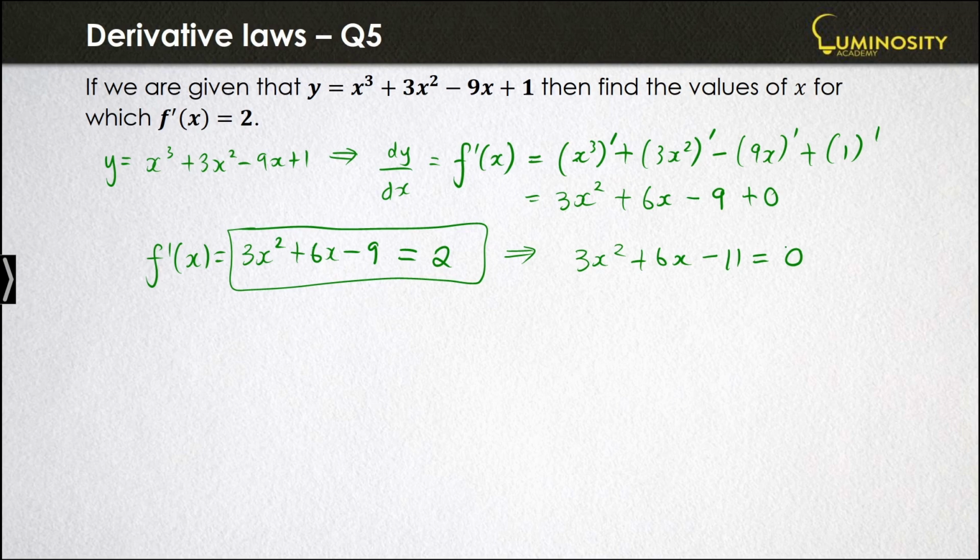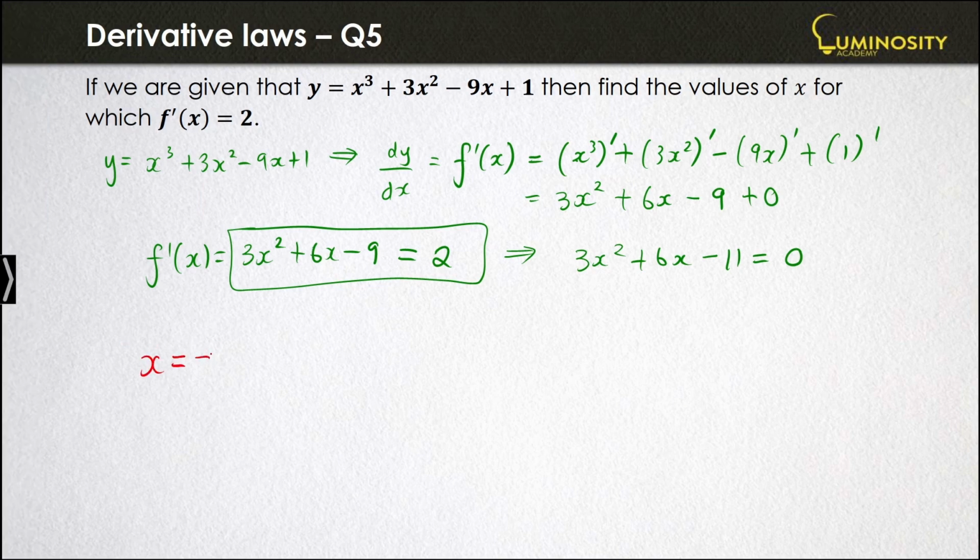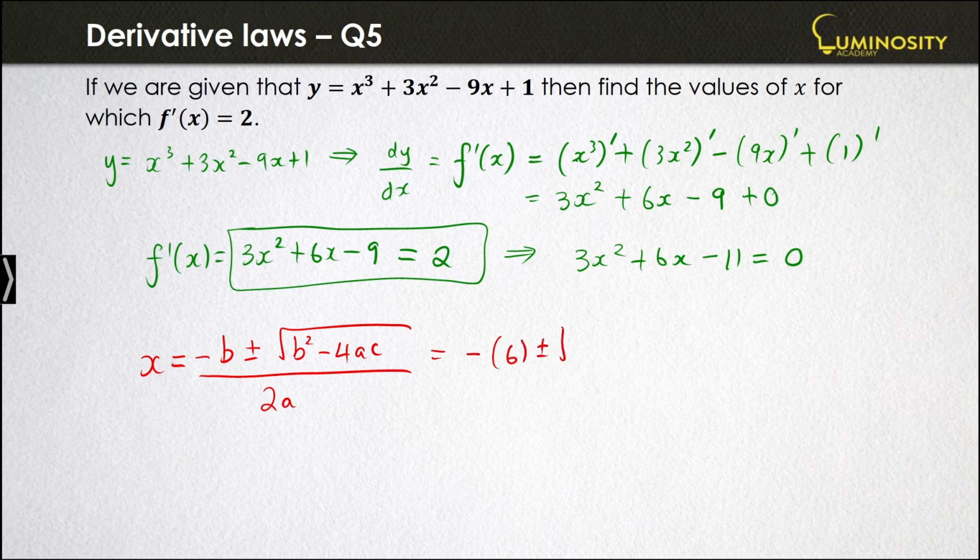I don't know if this will be able to factorize very nicely because 11, the only factors are 1 and 11, and I can't really see them making a combination of 6 with this 3. So what I'm going to do is I'm going to use the quadratic formula. Right, so recall the quadratic formula is x equals minus b plus or minus the square root of the discriminant term, b squared minus 4ac, all over 2a. So it's going to be negative, my b is 6, plus or minus the square root of 6 squared, minus 4 times a, which is 3, times c, which is negative 11, all over 2 times 3, which is a.